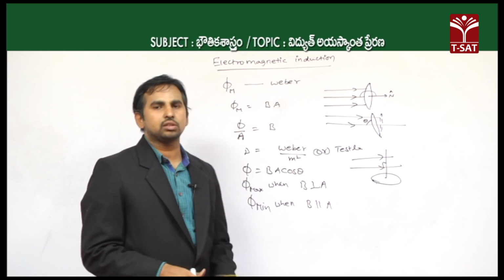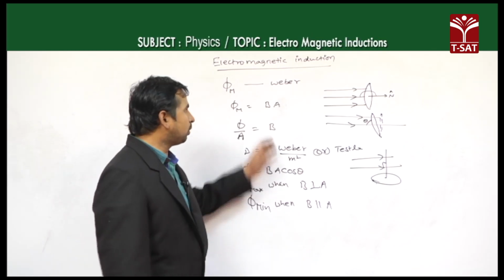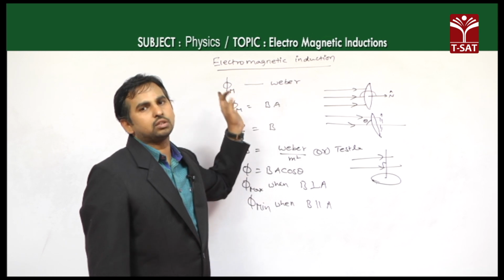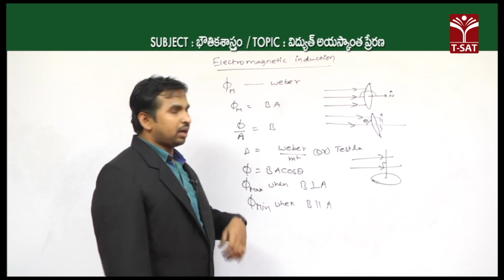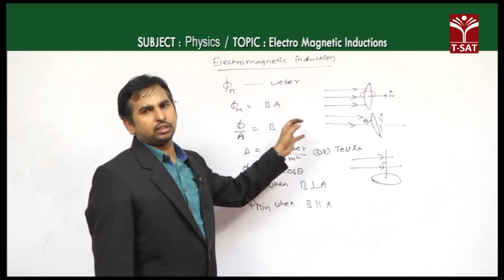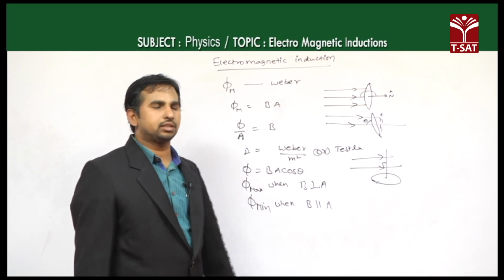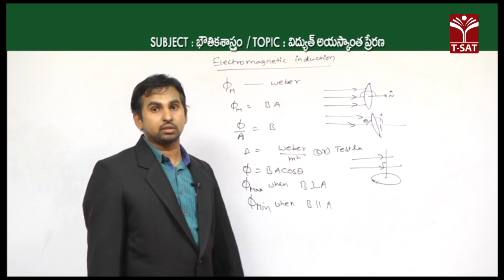In most cases on flux, they mainly ask about 3 questions. One is about the SI unit of magnetic flux, which is the Weber, and the SI unit of magnetic field strength, which is Weber per meter square, also called Tesla.